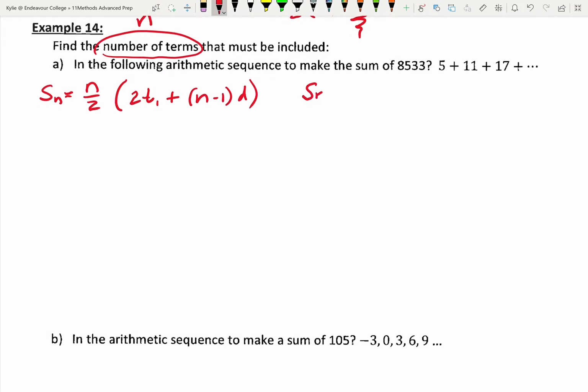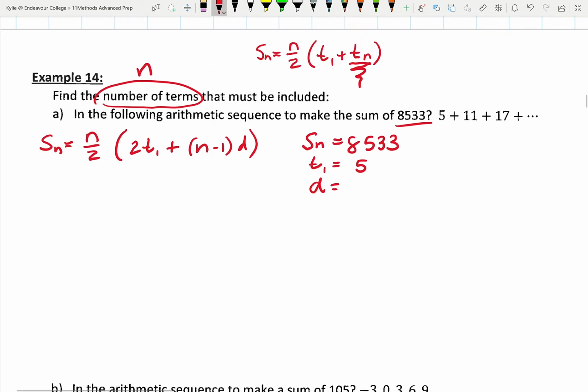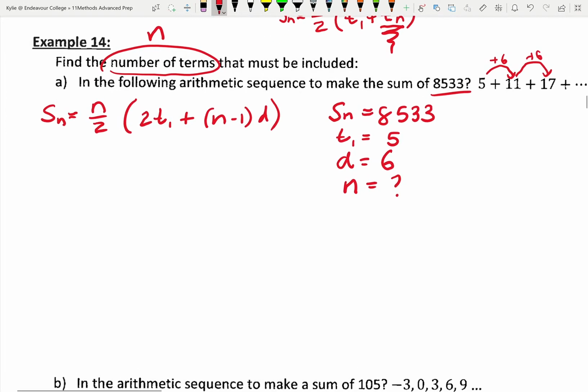Our sum to n terms is 8,533. Our first term is 5. Our difference is, we can see 5 plus 6 is 11, 11 plus 6 is 17, so our common difference is 6. We don't know what n is, that's what we're calculating. So we sub in those values into our equation.